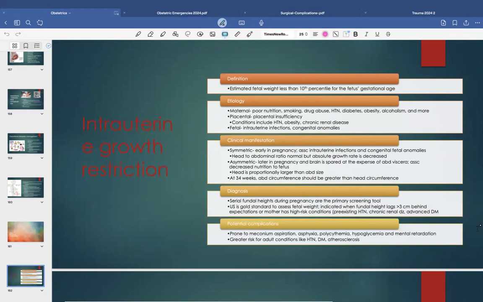Remember, there are two types, symmetric and asymmetric. Which is the most common, asymmetric or symmetric? Anybody remember? Asymmetric. Asymmetric is actually the more common of the two.